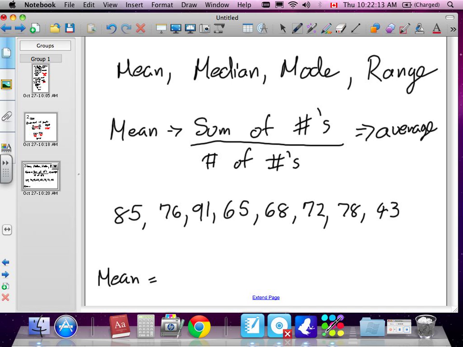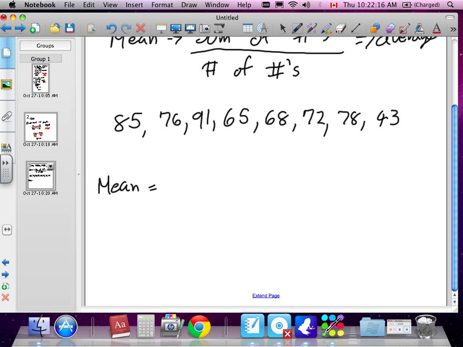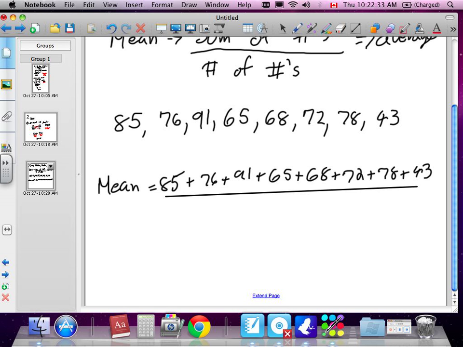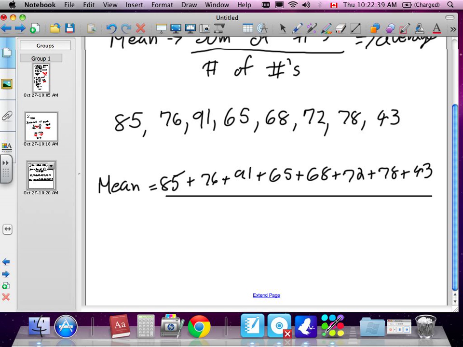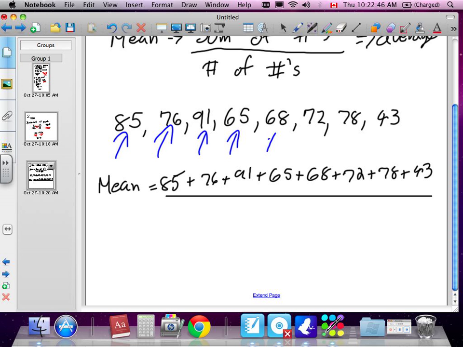we're going to need to add all of those terms together. So we'd have 85, 76, 91, 65. We then, after adding them all together, we're going to have to divide by a number. And in order to figure that out, what do we have to do? Count how many numbers we have. So how many averages or grades do we have? Perfect. So there are 8 of them. So we're going to be adding all the numbers on top and then dividing by 8.